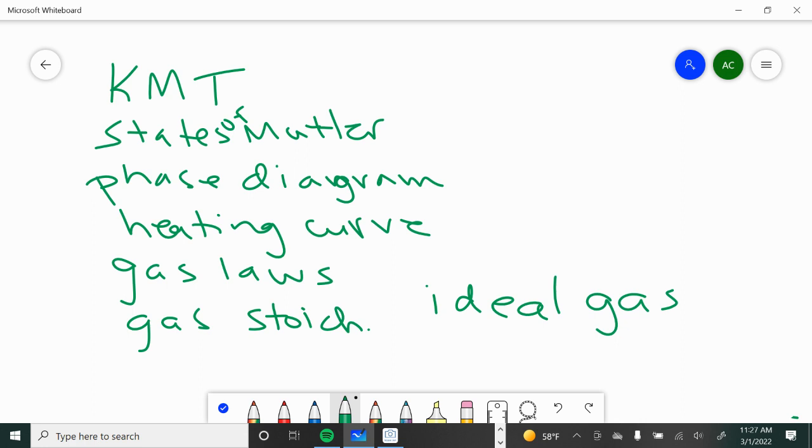And then know how to work your gas laws, just what we've been doing. And then the stoichiometry part, the gas stoichiometry part. And that's the part where you're going to have to give it grams and have to change grams to moles, and then go on from there and maybe change moles to volume or pressure, or something like that.